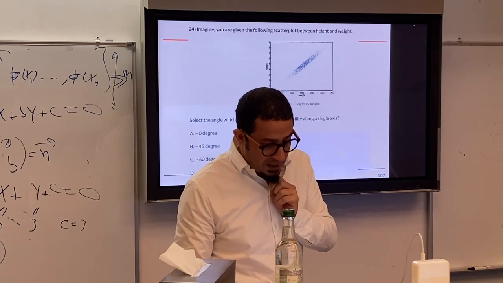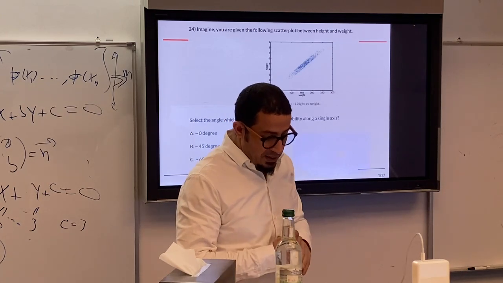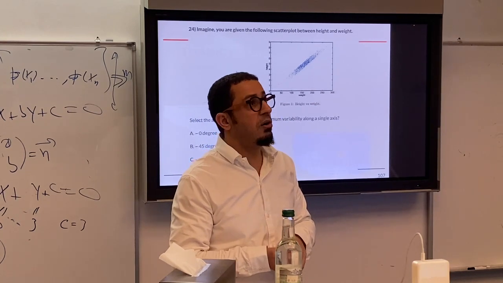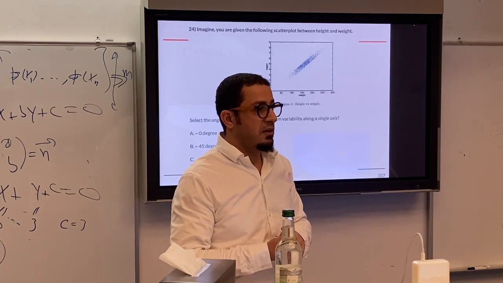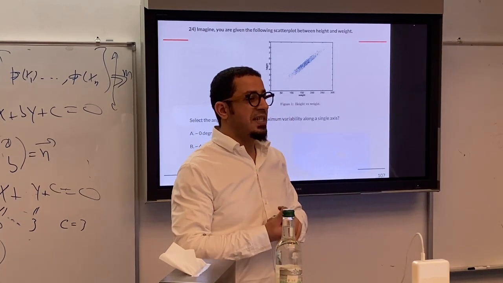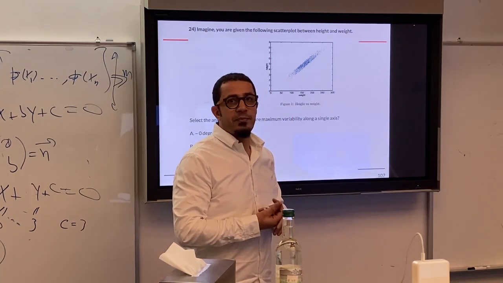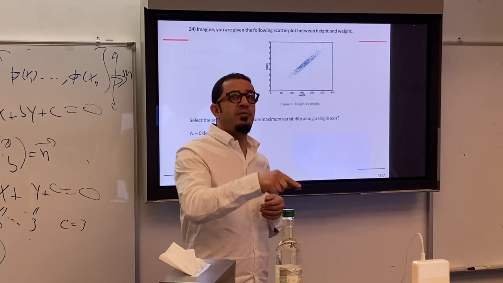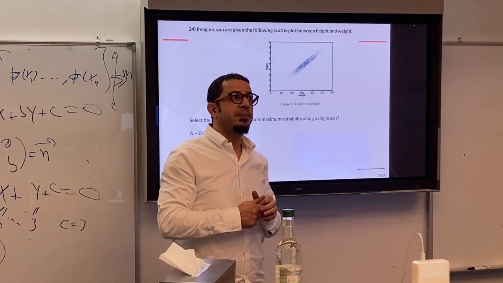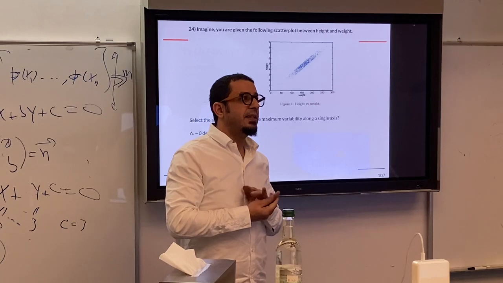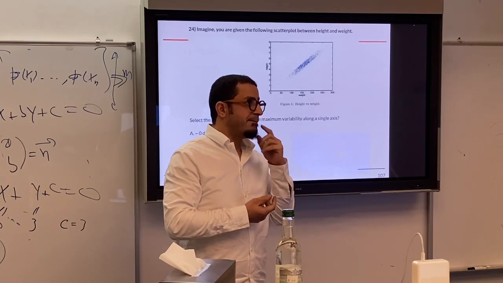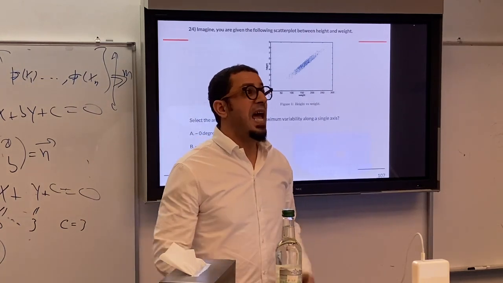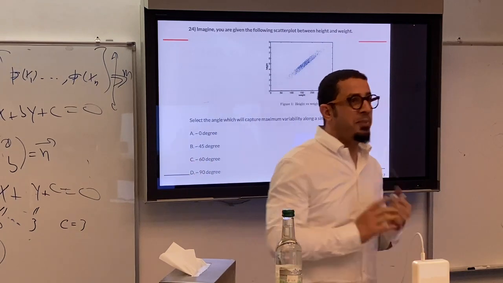Imagine you are given the following scatter plot between height and weight. Select the angle that will capture maximum variance along a single axis. Is it 0 degree, 45, 60, or 90? B, 45. I think it's B, 45, almost. If you want to do the same question for LDA, what will it be? 90? LDA, we don't have classes, so LDA is not suitable at all. Clear? LDA is for when you have different classes. So be careful about this.